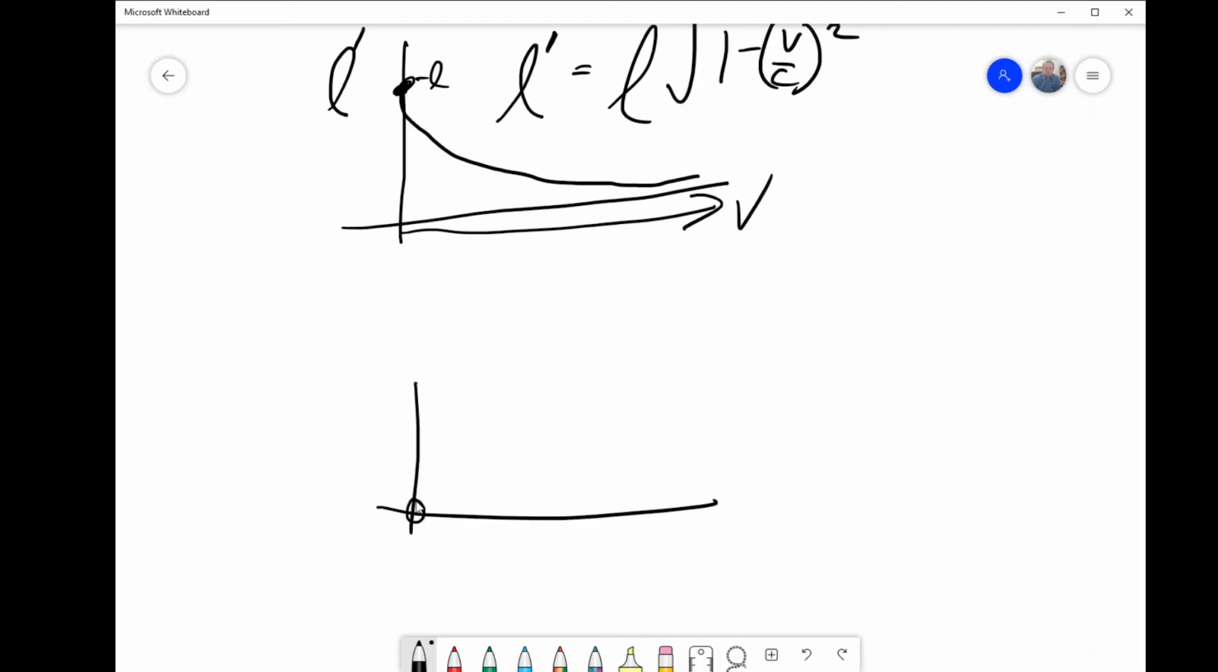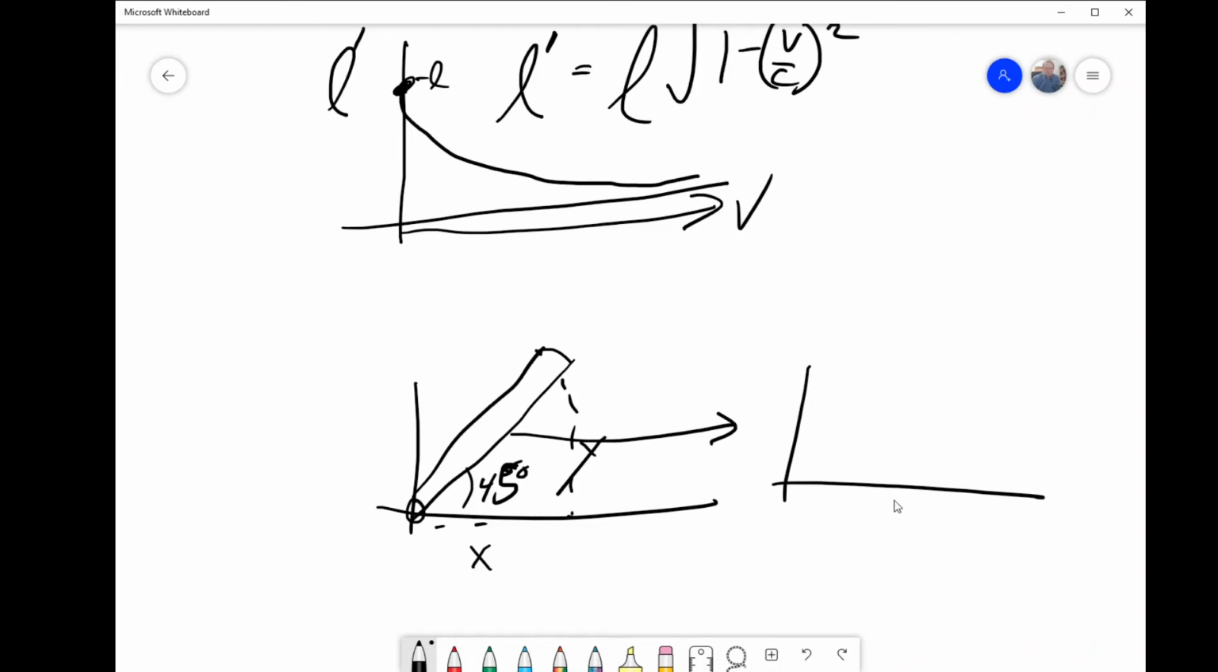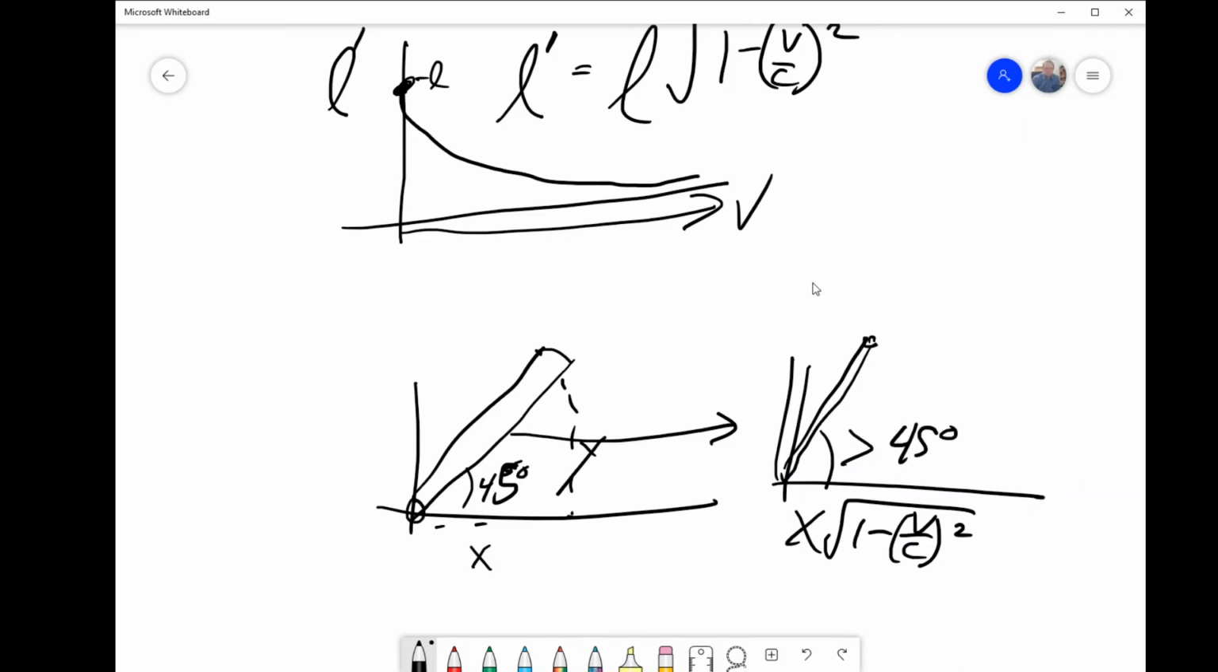So what happens if our rod is at an angle? If a stationary rod is at a 45-degree angle, then the distance along the x-coordinate is the same as the distance along the y. But if it moves in the x direction, now our x is going to shrink according to the speed v, our y is not. So this 45-degree angle is now greater than 45 degrees because it's now shorter this way than it is along the y-axis.